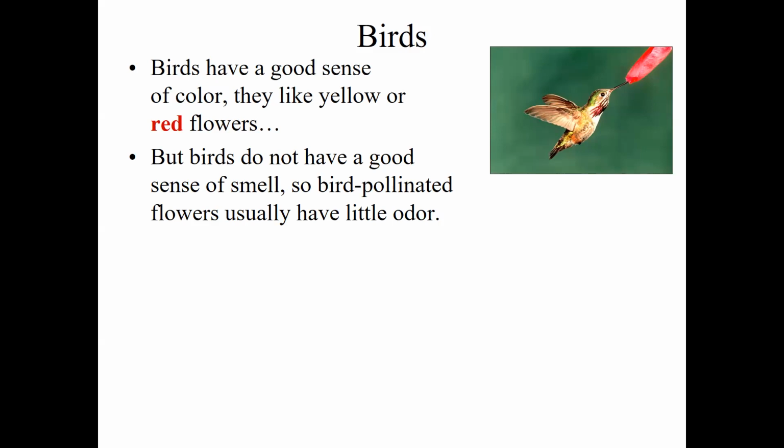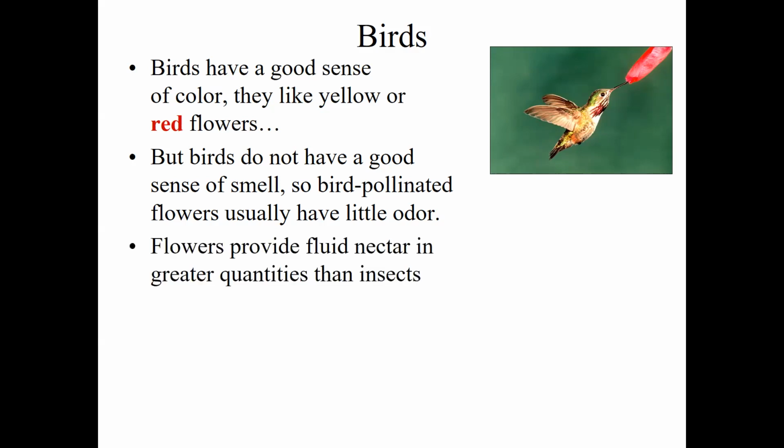Interestingly, in chocolate, we all love chocolate, and chocolate contains some secondary metabolites, phenolic substances, very good for our health, and they are antioxidant. But a dog, for example, your pet, never offer the dog the chocolate because they cannot digest secondary metabolites. Flowers provide fluid nectar in greater quantities than the insects.